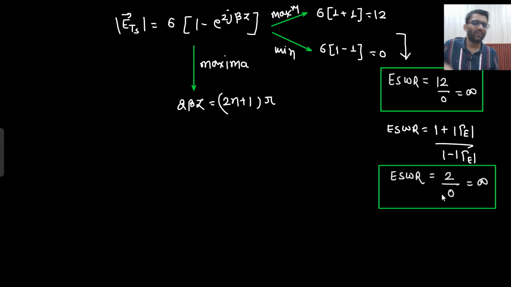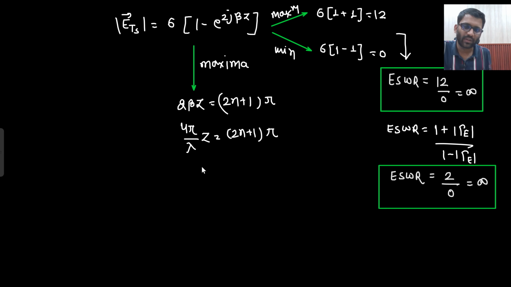Okay. So if they only ask me about ESWR, then I will apply this formula. But if they ask me the location of maxima and minima, then I will do the analysis. So 2 beta z should be equal to 2n plus 1 pi for maxima. So this will be 4 pi by lambda z equals 2n plus 1 pi. So what are you getting? z equals 2n plus 1 lambda by 4.